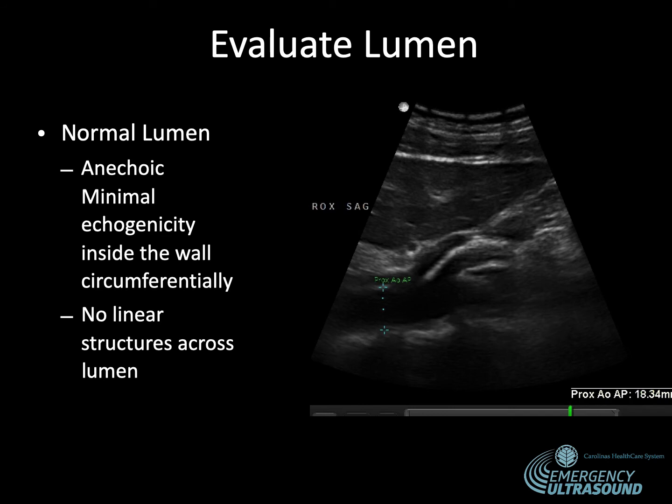You want to evaluate the lumen. You want to make sure that the lumen itself is anechoic or black with minimal echogenicity inside the wall circumferentially. You really want to make sure that you do not see any linear structures across the lumen, and identify those, look for those in both the transverse and sagittal planes.